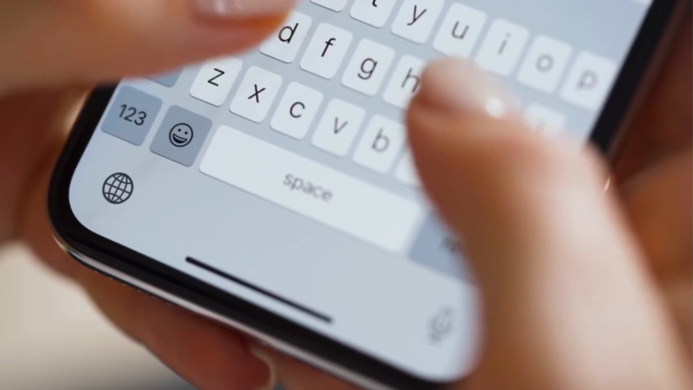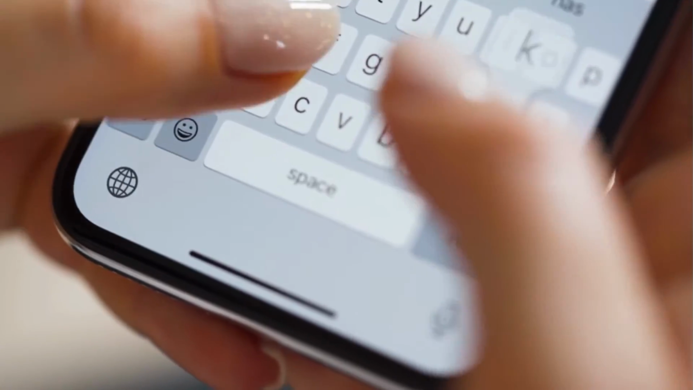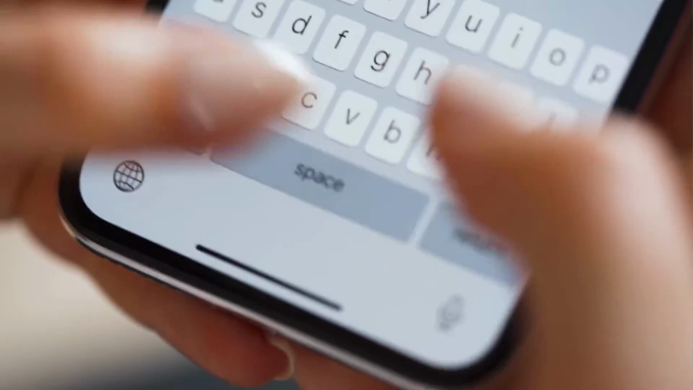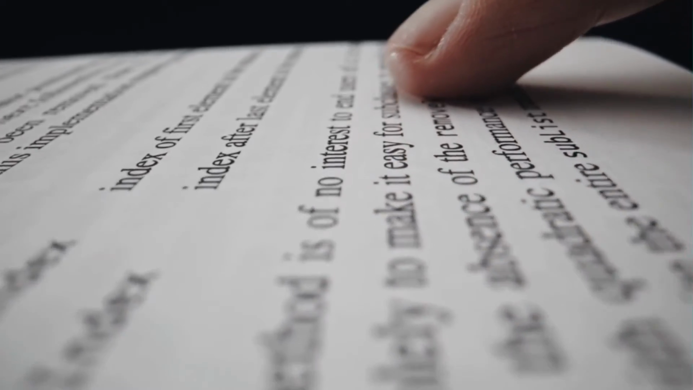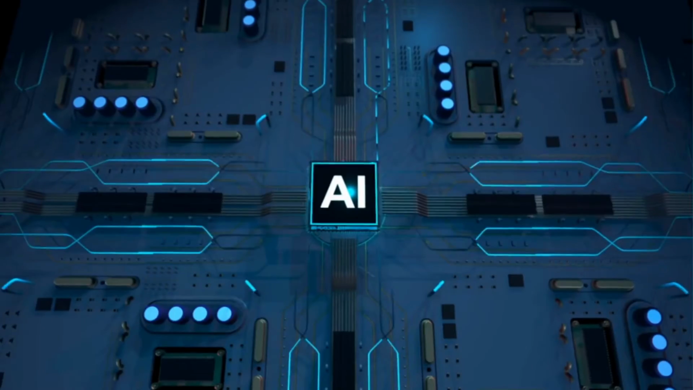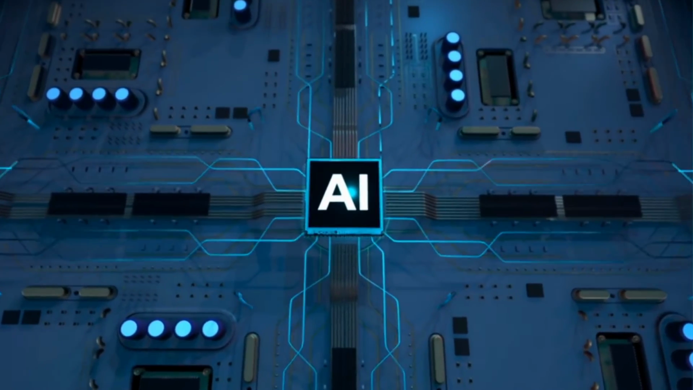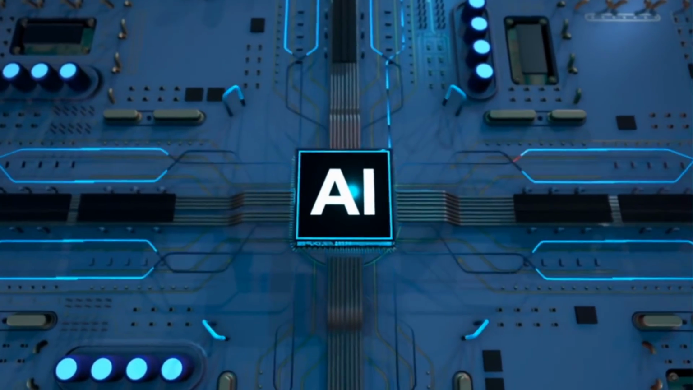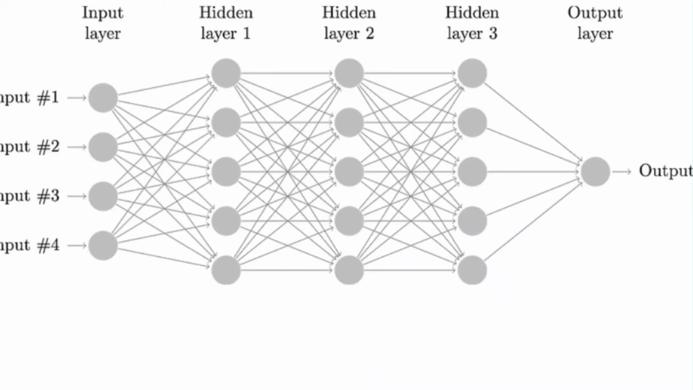For example, imagine you're training a neural network to recognize handwritten digits. The input to the neural network is an image of a digit, and the output is the digit itself. The parameters of the neural network are the values that determine how the input is transformed into the output. By adjusting these parameters, the neural network can learn to recognize different patterns in the data.